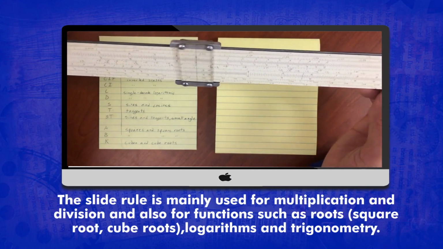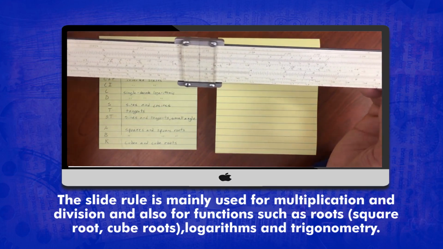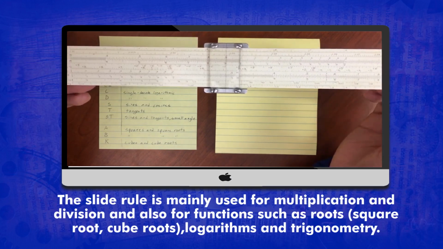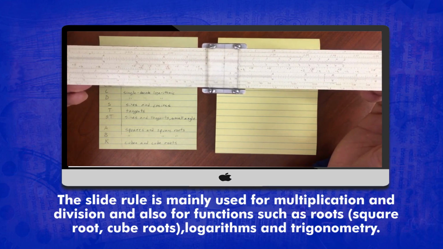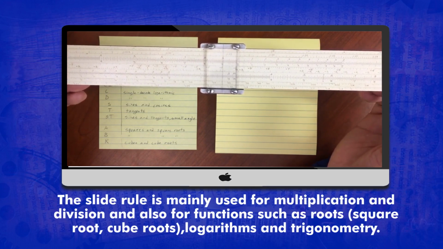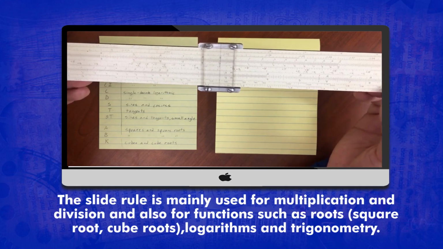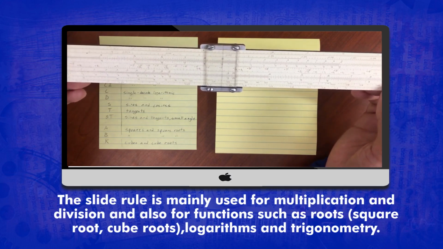In fact, this slide rule was very, very popular, okay? And it was used by scientists, engineers, and the likes until the invention of calculator in the late 19th centuries made it become obsolete or outdated.